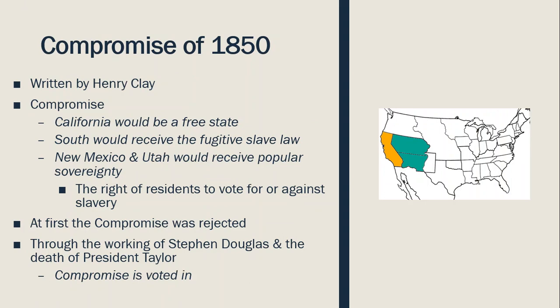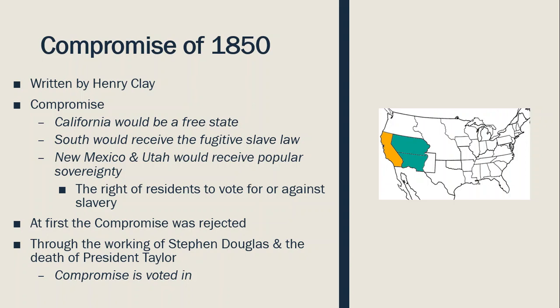So once again, here comes Henry Clay, okay, our champion of compromise, and he comes in to establish the Compromise of 1850. So he says, look, all right, under this compromise, California will enter as a free state, okay? The South, in exchange, will receive a stricter fugitive slave law, which essentially will allow slave catchers to go into free territory to apprehend runaway slaves. New Mexico and Utah territories, so those are the teal colors there on the map, would receive popular sovereignty. Okay, so popular sovereignty is the right of its residents to vote for or against becoming a slave state.